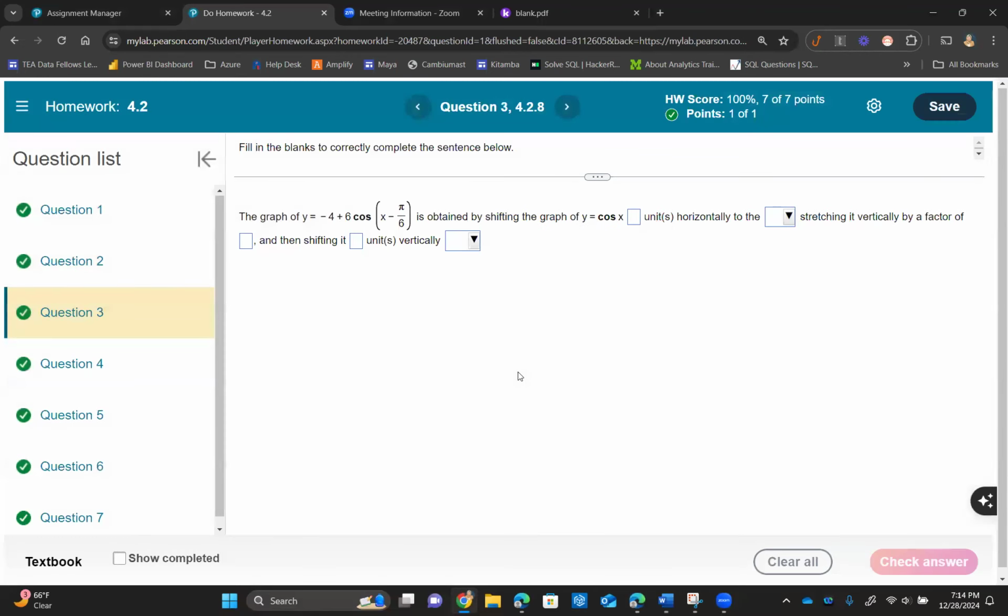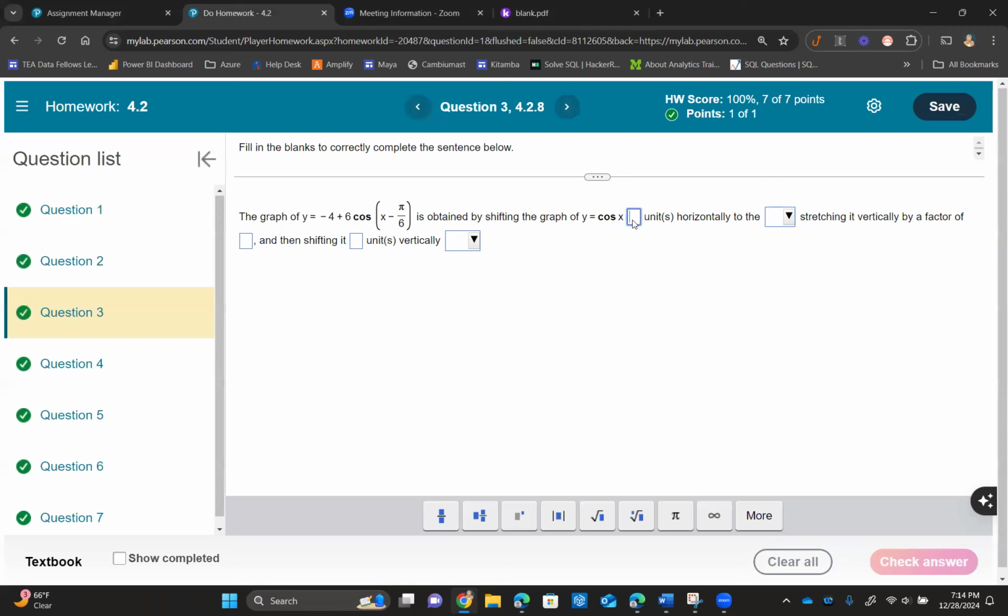For the next question, we're going to compare -4 plus 6 cosine of x minus pi over 6 with the original graph y equals cosine of x. First of all, I see a phase shift here. There's a pi over 6 units phase shift. So I'm going to type pi over 6 units horizontally to the right. Again, if we have negative pi over 6 inside the parentheses, it's going to be towards the right. If it was plus pi over 6, I would make it to the left.